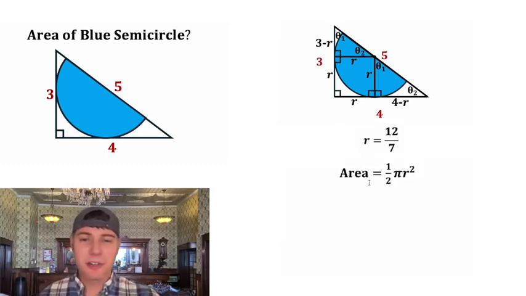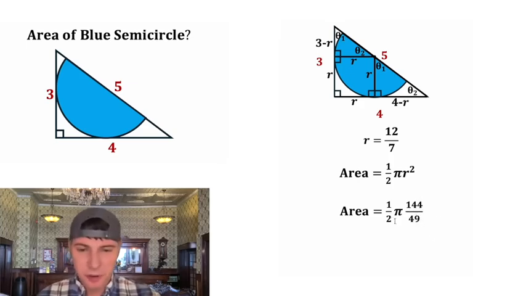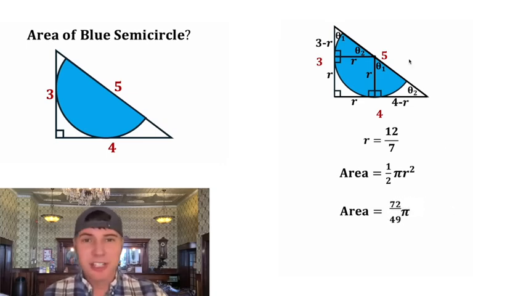The area of a semicircle is equal to 1/2 pi r squared, and in the place of the r, we're going to plug in 12 sevenths. When we do a fraction squared, the squared goes to both the top and the bottom, so we'll have 12 squared over 7 squared. 12 squared is equal to 144, and 7 squared is equal to 49. And then we can simplify this a little bit further. This 1/2 can multiply by the 144 to give us 72. And now we have the answer to the question. The area of the blue semicircle is 72 over 49 pi units squared.